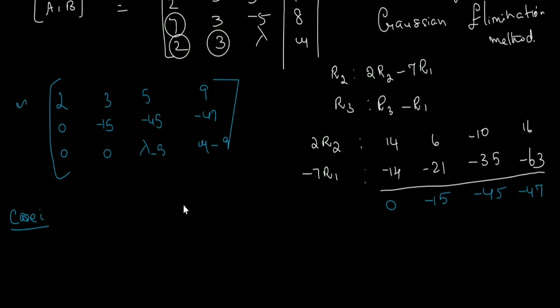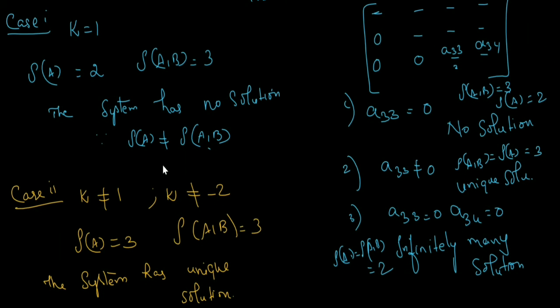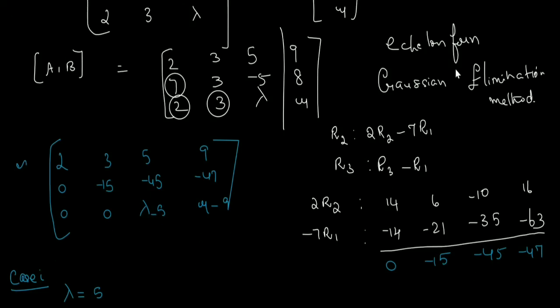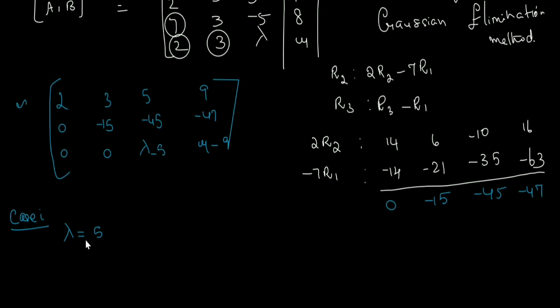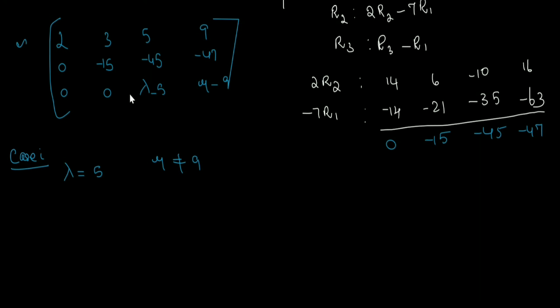So the first thing is lambda, this is 0. When will this become 0? When lambda is equal to 5, okay, and mu is not equal to 9. Both should not be 0, only this is 0. The case 1 is, A33 is 0 and A34 is not equal to 0, okay, only this is 0. So if this is 0, when will this become 0? When lambda is 5, and this should not become 0. That means mu is not equal to 9. So in that case, if lambda is 5, this will become 0.